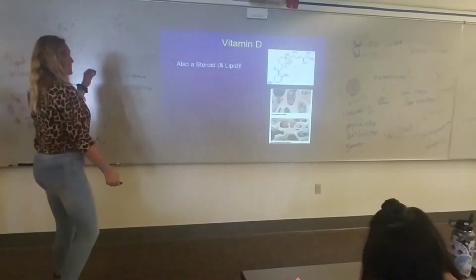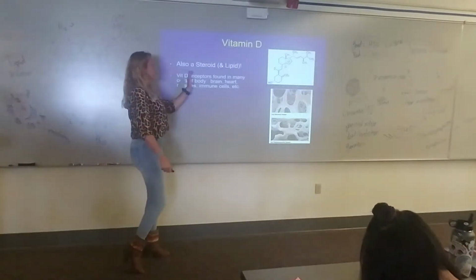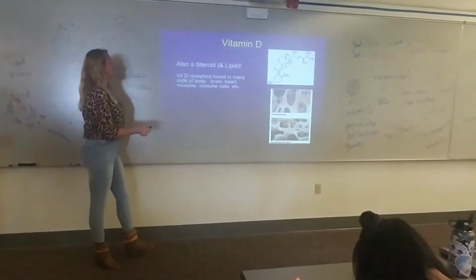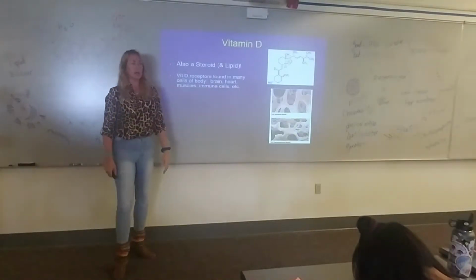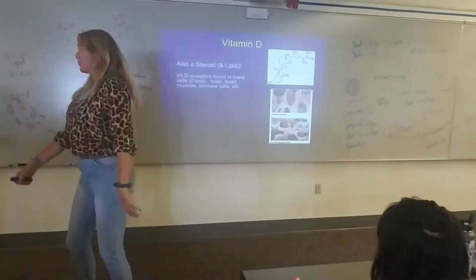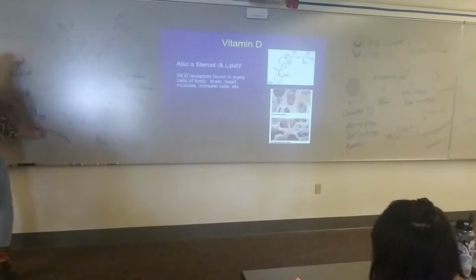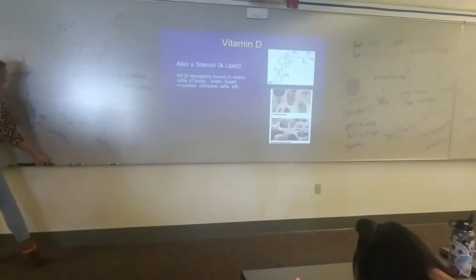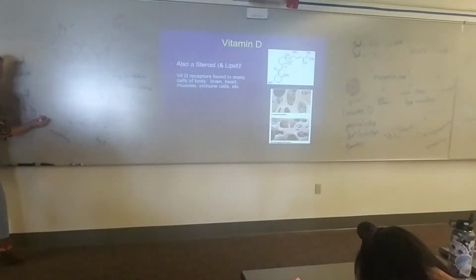It's a type of lipid or a fat, okay? Vitamin D receptors are found all throughout your body. Your brain, your heart, your muscles, your immune cells, your white blood cells. You've got vitamin D receptors everywhere. Now, receptors are what allow you to respond to certain key hormones and things floating around in your body.